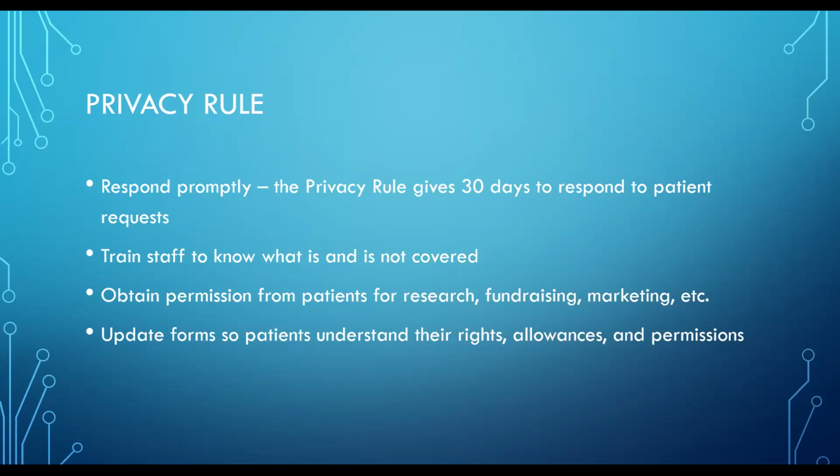follow-up survey results for heart attack patients was the specific example I was reading about. Being able to use that survey information later on down the road used to be a lot easier until the privacy rule was introduced, and now you'd have to go back and obtain permission from all of the people who filled out a survey. So just kind of, I guess, complicating things a lot more specifically for research. And then updating forms so patients understand their rights, allowances, and permissions.